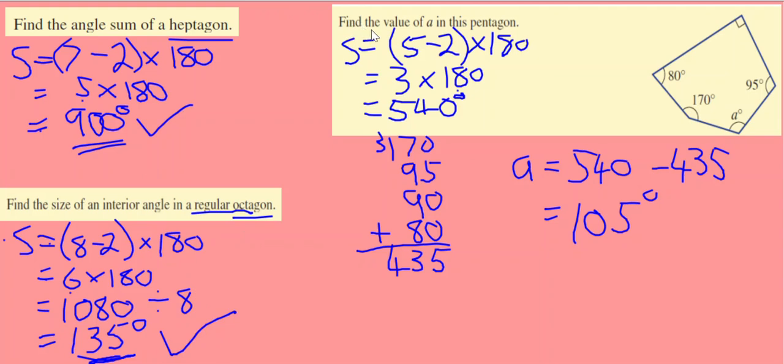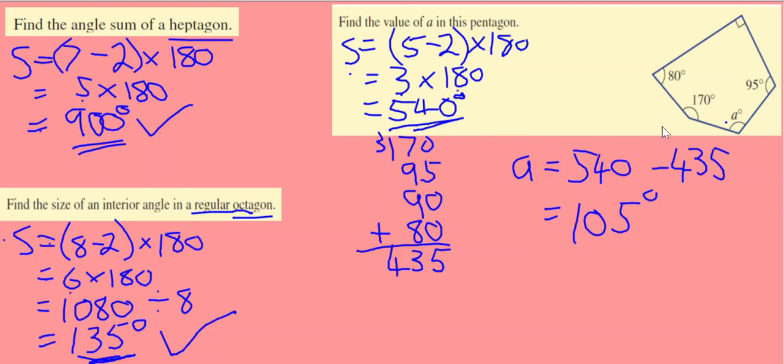Last question, find the value of A in this pentagon. Again, we need to work out how many degrees there are in a pentagon. So again, we use our formula. The angle sum equals the number of sides we've got in a pentagon, which is 5. 1, 2, 3, 4, 5. Penta also meaning 5. Take 2, multiplied by 180. So 5 take 2 is 3, multiplied by 180, and that gives us 540 degrees. So the angle sum in a pentagon is 540 degrees. Now that we have that information, we can work out what our missing angle is down here.